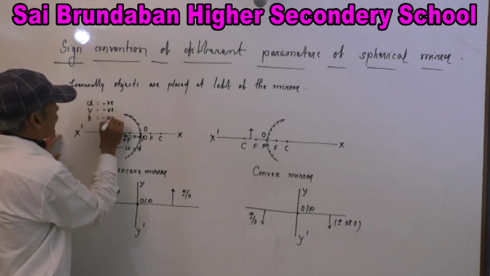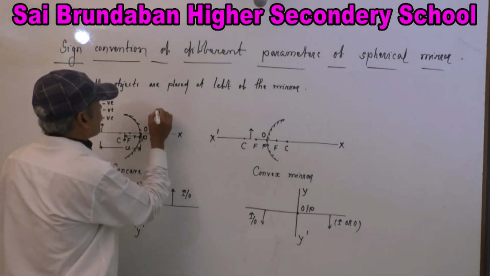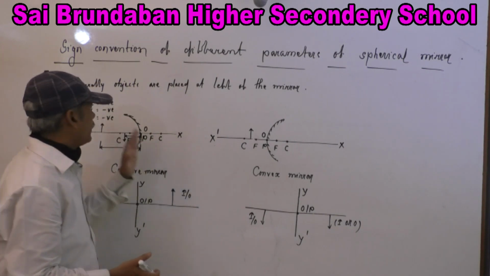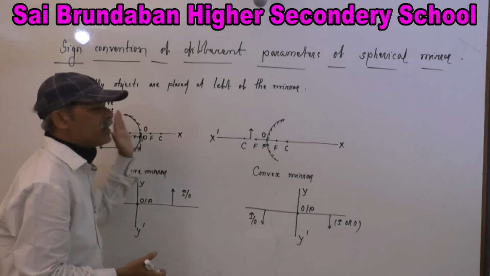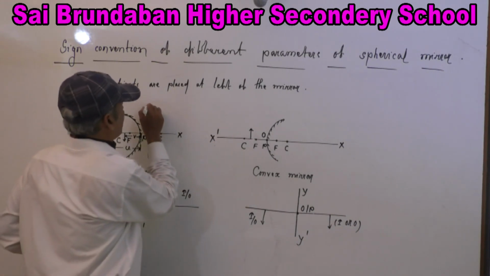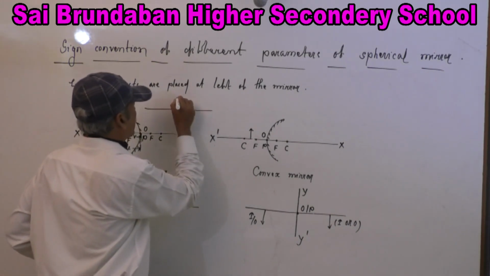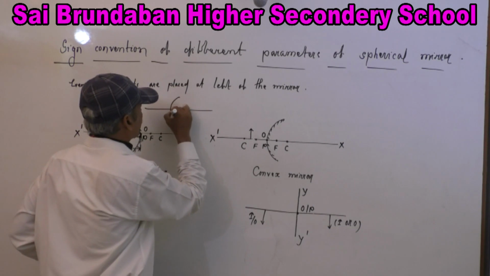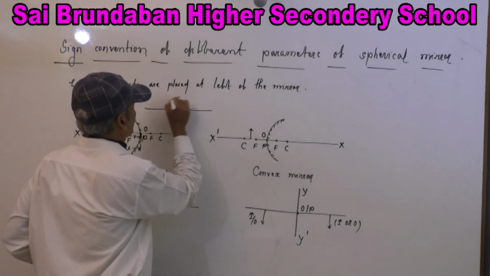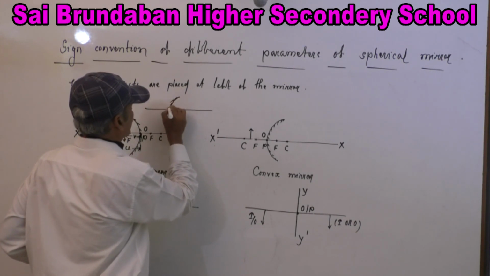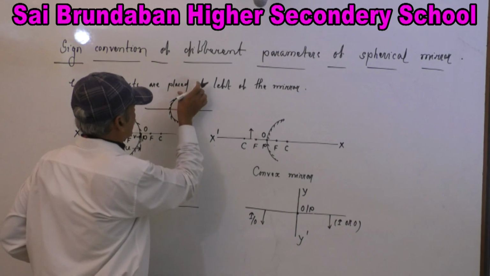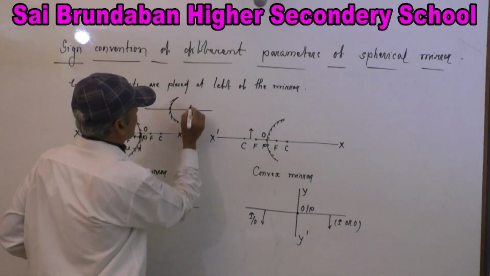At the right of the mirror, let's say the object is placed at the right of the mirror with the reflecting surface facing towards the right. I mean to say, the mirror is like this, and the object is here.